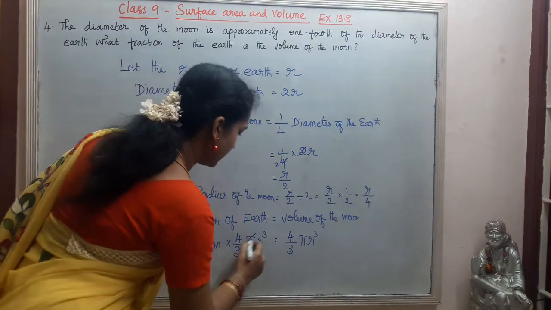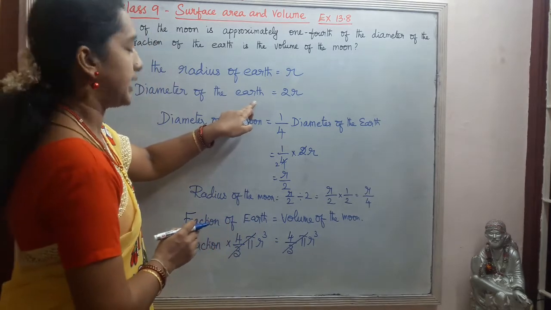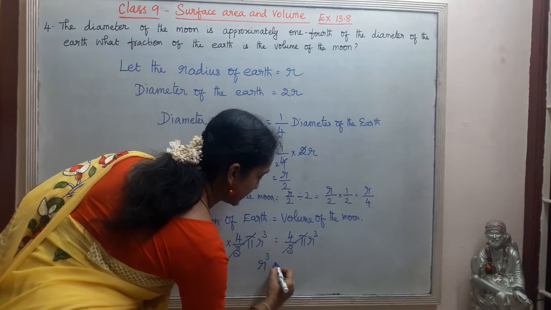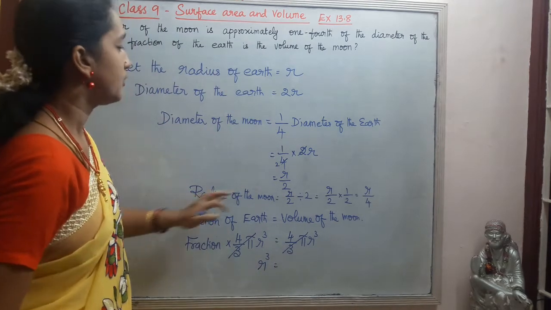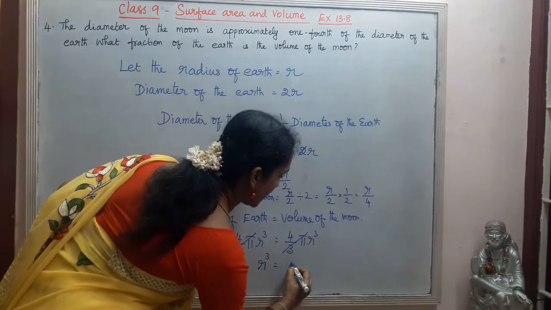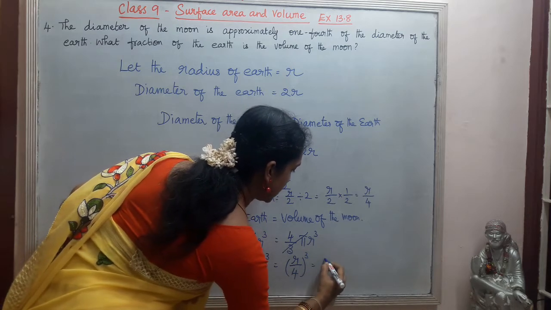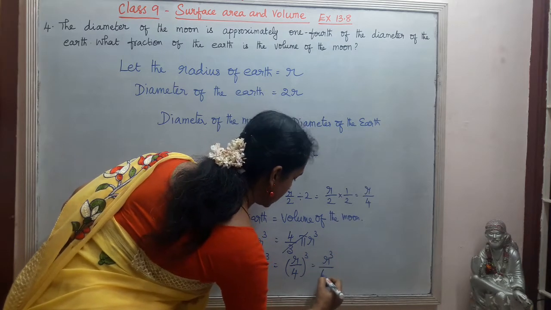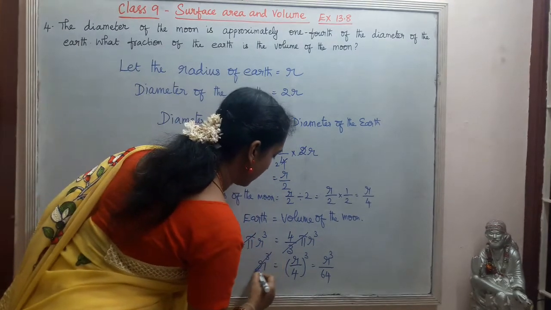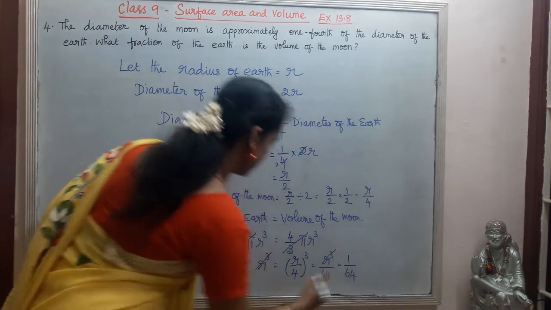Okay, so 4/3 pi will get cancelled. For the earth, the radius is r cube. For the moon, the radius is r/4 the whole cube. So that is equal to r cube by 64. So this r cube and r cube will get cancelled. We'll get the fraction as 1/64.